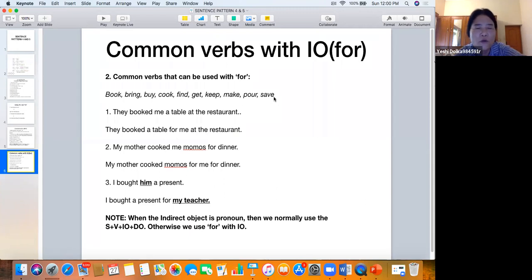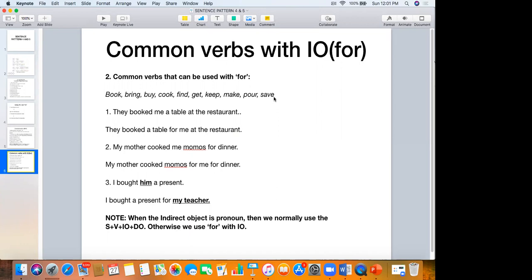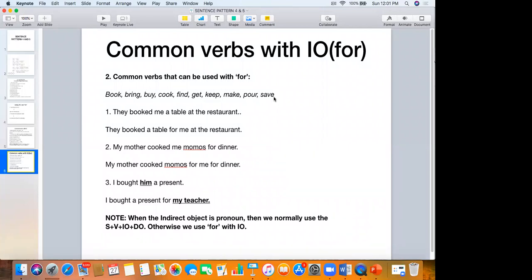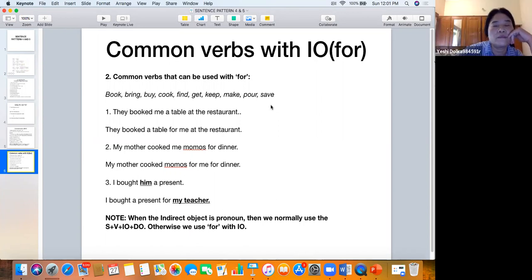All right, because offer takes "to" with the recipient. Offer "to." These are "for" sentences. If you put "offer for," it's a totally different meaning. All right. So here, okay. Then it is this pattern.